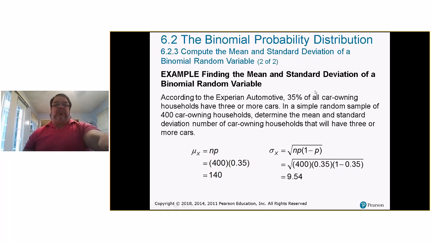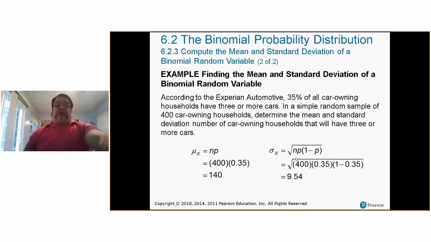According to the survey, 35% of all car-owning households have 3 or more cars. In a random sample of 400, determine the mean and the standard deviation. Well, what is N? N is always your what? Biggest number. So which one is your biggest number? 400. And P is always your percentage. So there is your mean. And then, of course, NPQ.